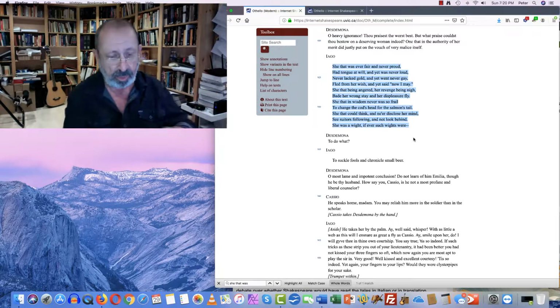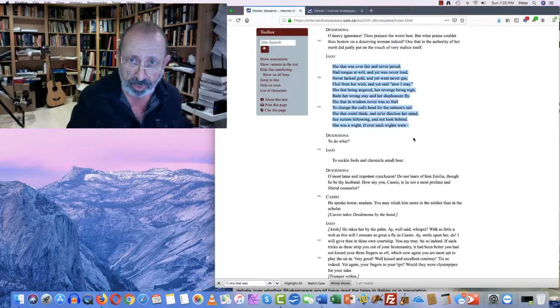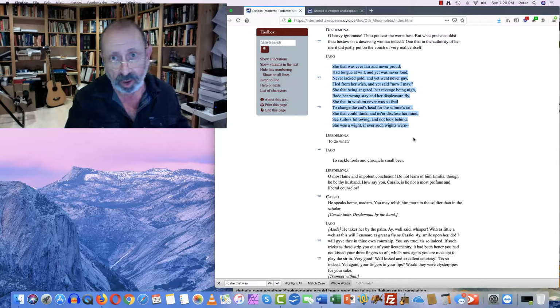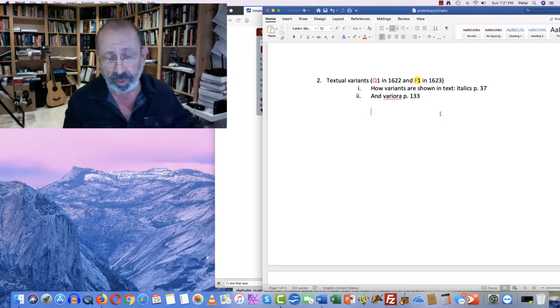bad-mouthing women. And I want you to notice that in our text, this particular speech is in italics. And that's because it does not appear in F1. It actually appears in the quarto, but not in the folio version. So in our Norton edition, the editors have taken F1 as the main, they call it the copy text, or the main base text of the play. And so essentially what we have here is F1.